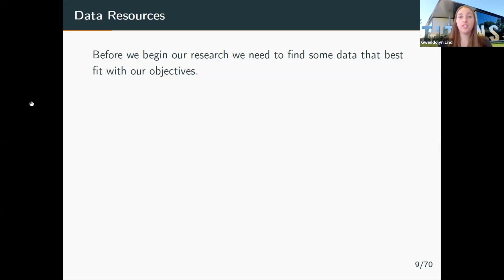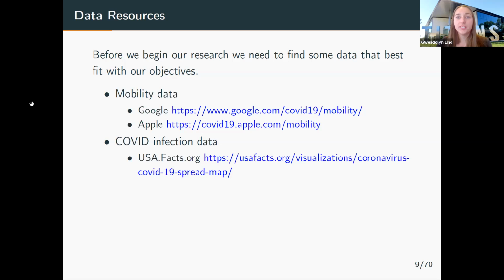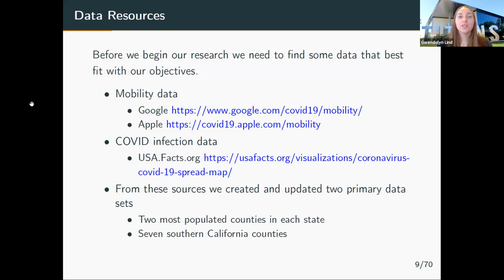For this study, we extract freely available mobility data from two sources, as well as COVID data from a third. The two sources for mobility data are from Google and Apple. And the third source is from USA Facts, which looks into COVID-19 infections and deaths. Lastly, we created two data sets from these sources. The first one consists of the two most populated counties in each state, and the second one looks at the seven Southern California counties.